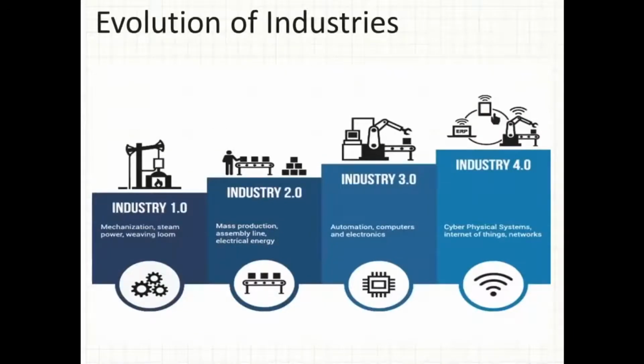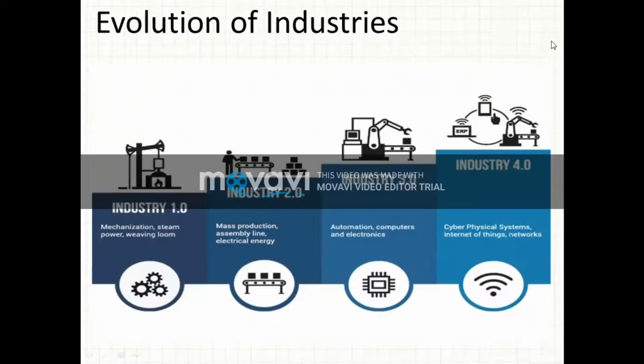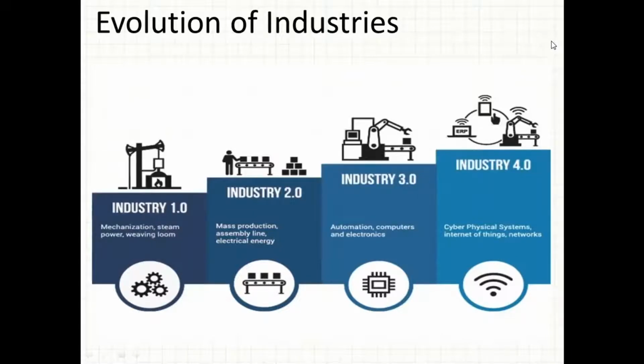So if I suddenly say Industry 4.0, students might get confused. What is 4.0? Experts have classified industrial technology into different categories: 1.0, 2.0, 3.0, and 4.0. So everything started from Industry 1.0. The revolution started from 1.0.